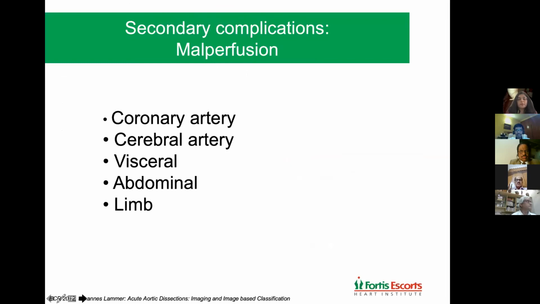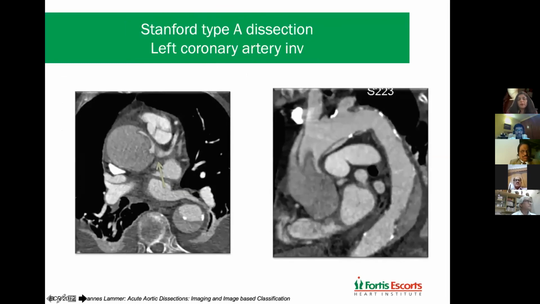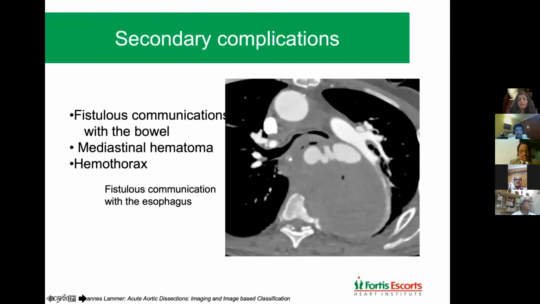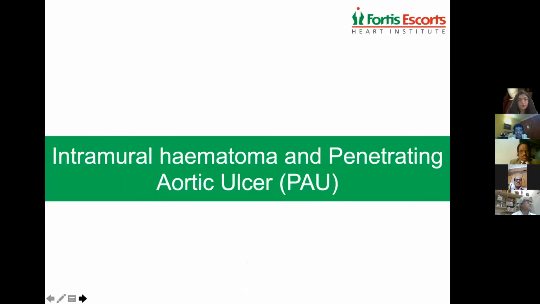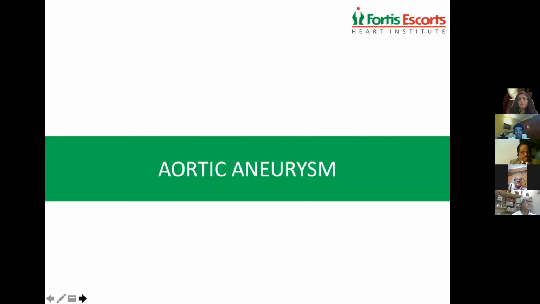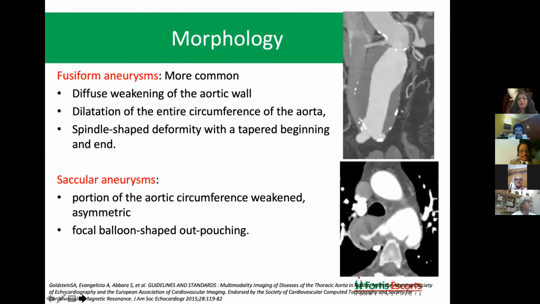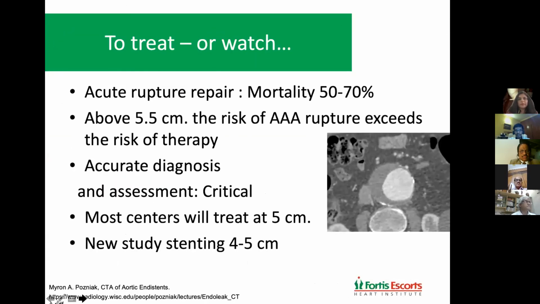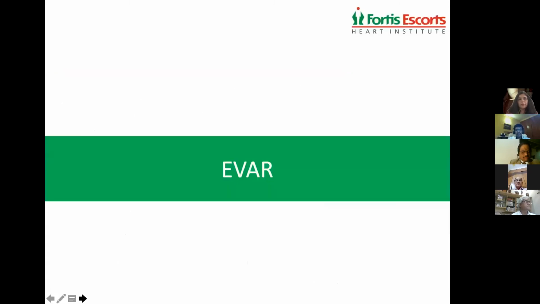Okay. So then we're looking at malperfusions where we're looking at coronaries. We can have obstruction to various vessels and we can have malperfusion to various organs. Intramural hematomas can all be evaluated, as can penetrating ulcers. And again, for aneurysms, we have a very good method by which we can actually evaluate and treat or watch depending on what is the size.